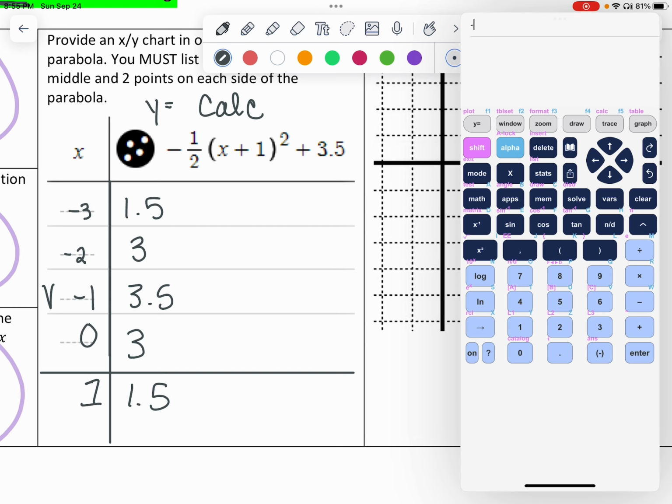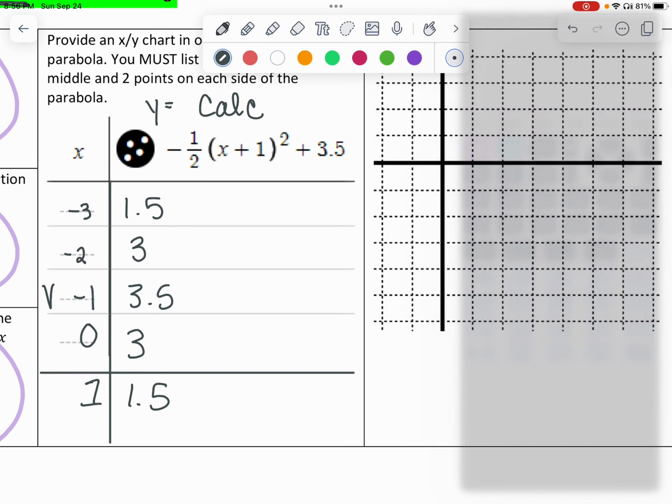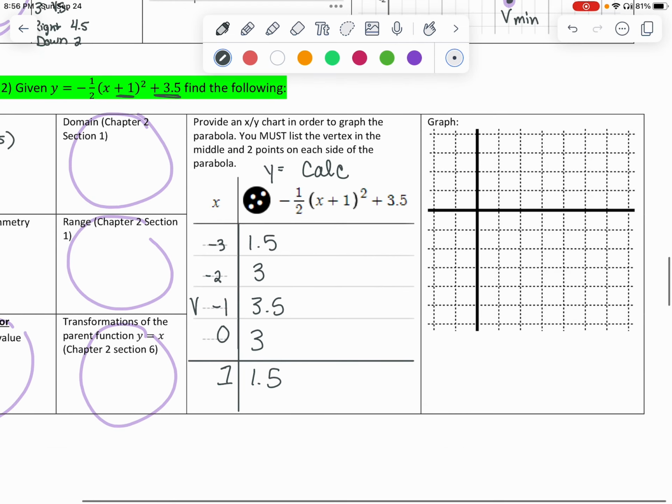You can always do -1/2 times, what did we plug in? Like -3 plus 1 squared plus 3.5. You can definitely plug it in by hand and get the answer the same way. It's just if you know how to use your calculator to shorten it, definitely worth it. Let's graph these points.